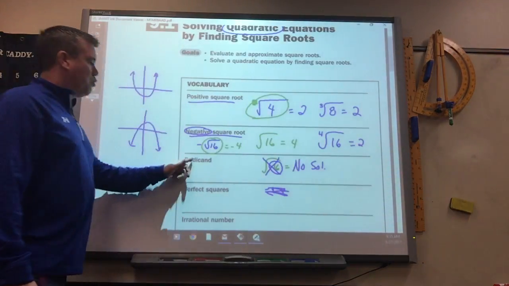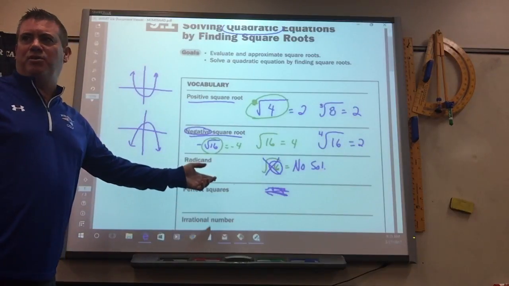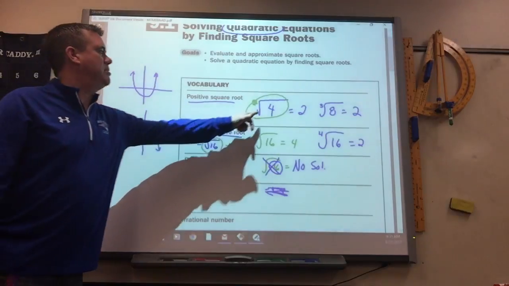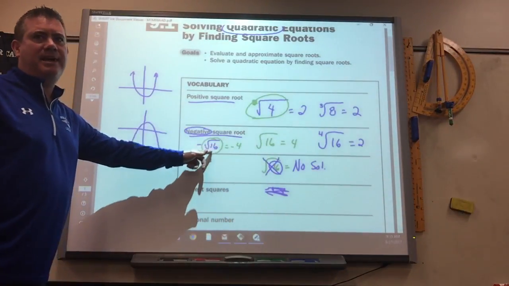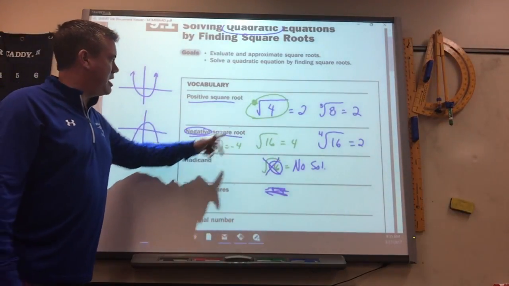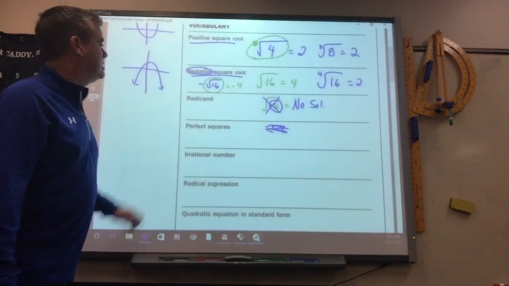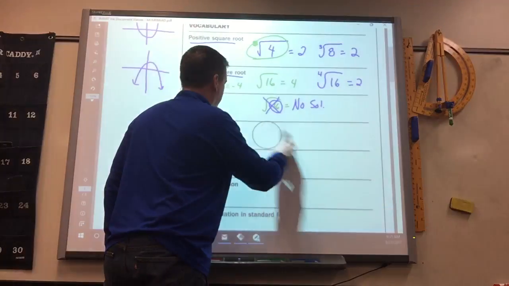Okay? The radicand, I guess, is no big deal if you know what that is, unless you're on Jeopardy or something. But the number underneath is called the radicand. So 16 is the radicand, 4 is the radicand, 8 is. The perfect squares.